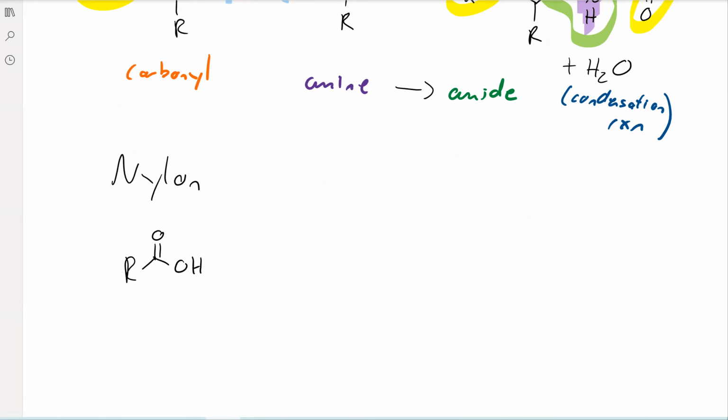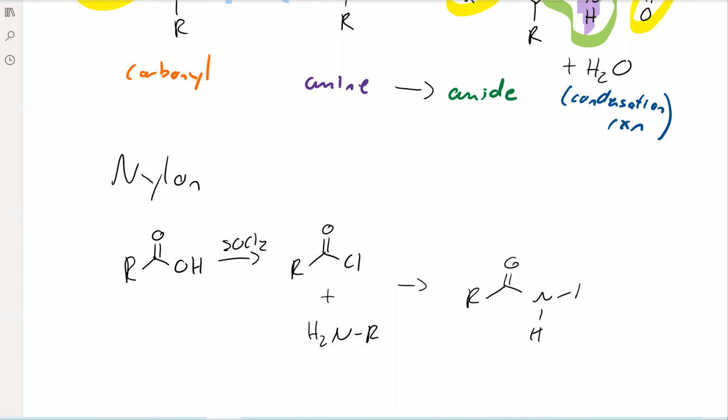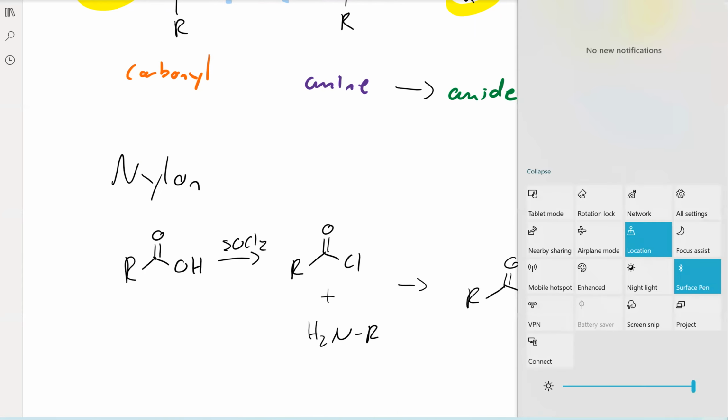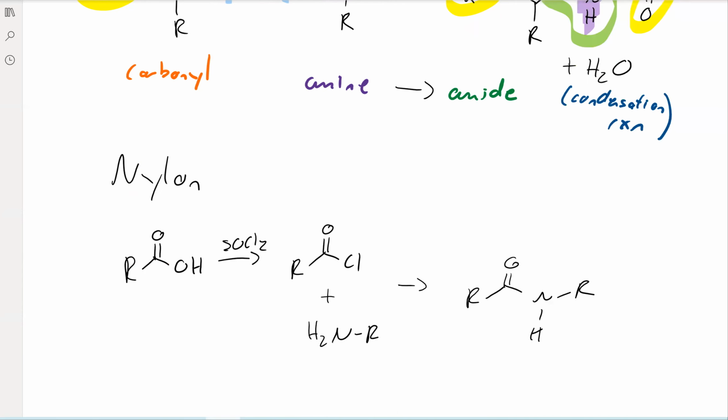And then the O- will not be a good leaving group. So instead, what we're going to do is add some SOCl2 to first make this carboxylic acid into an acid chloride, and then add our amine to make our amide. In the body, we have enzymes that do this reaction for us, so we don't have to do this step where we make the acid chloride.